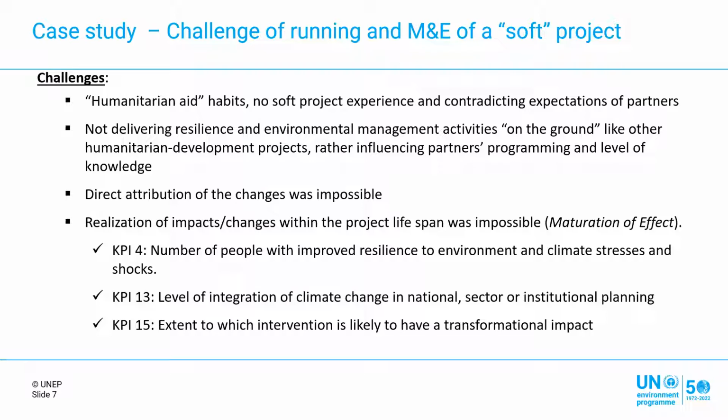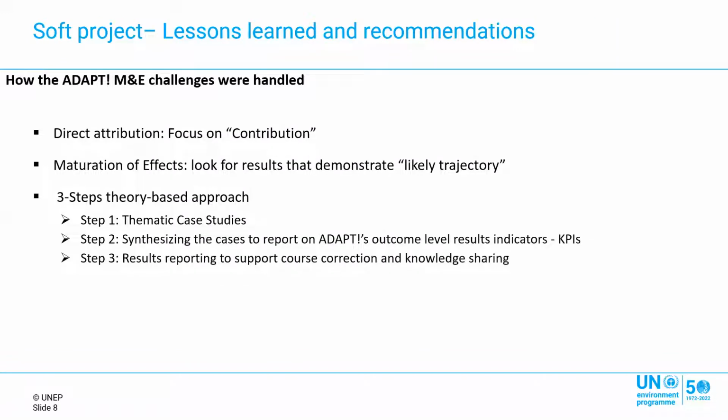You need to have maturation of effect, which is an important item when you're dealing with KPIs. So, level of integration of climate change in national, sectorial, and institutional planning. When you don't have the institutions in a revolution context or a closed ministry, how are you going to measure this? Or extent to which interventions are likely to have transformational impact. I mean, how can you measure this in the lifespan of a project? These were the challenges we faced in implementation, but also in the monitoring of our projects.